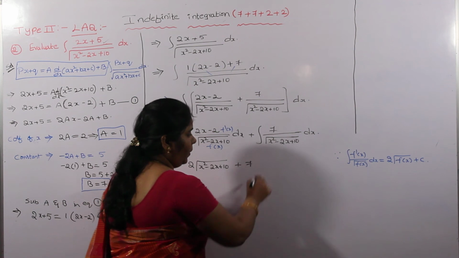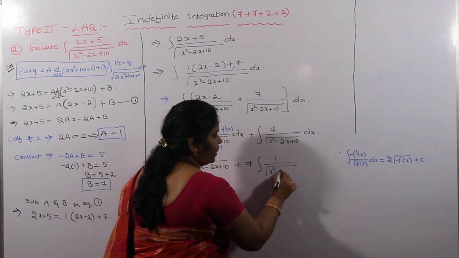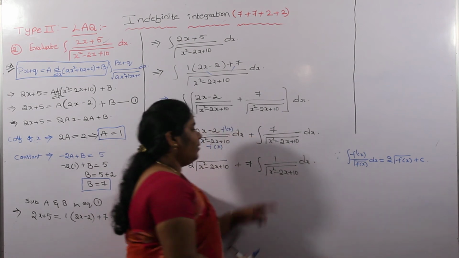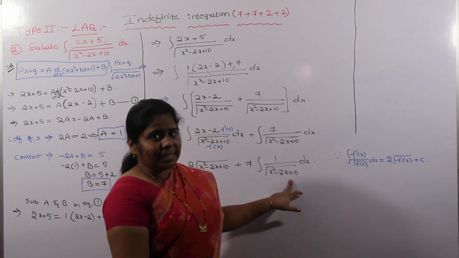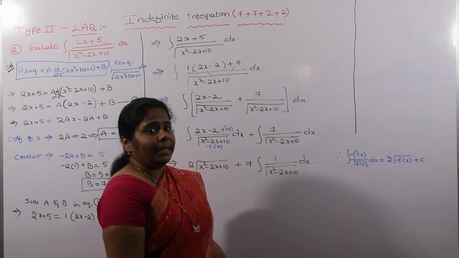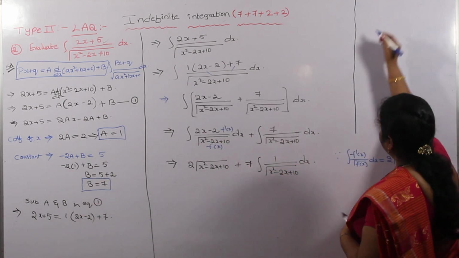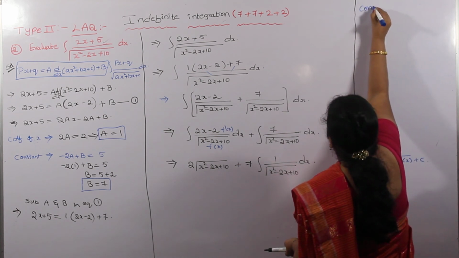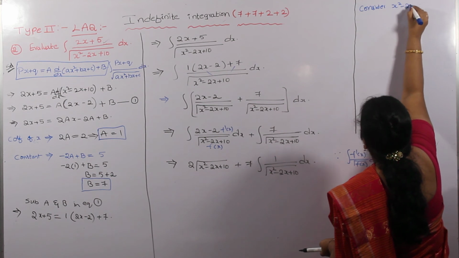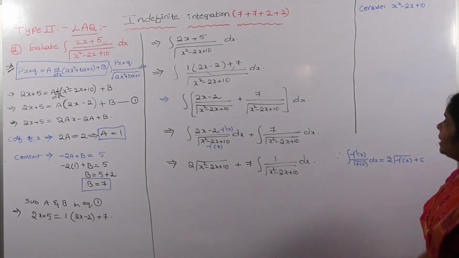Now come to this expression. 7 constant take out, remaining 1 by root over x square minus 2x plus 10 dx. Now this is converted into 1 by root over a square minus x square, or 1 by root over a square plus x square, or 1 by root over x square minus a square. So first, consider x square minus 2x plus 10.